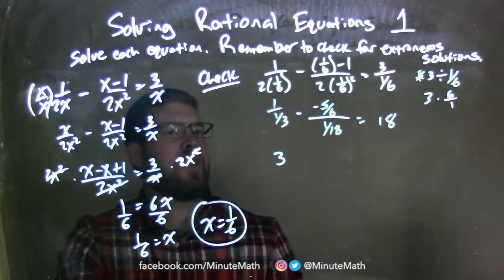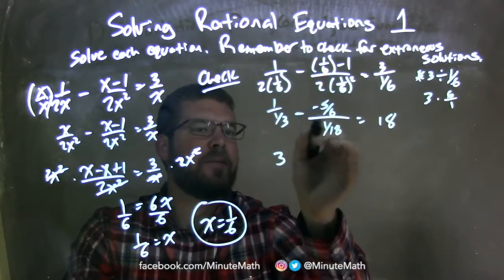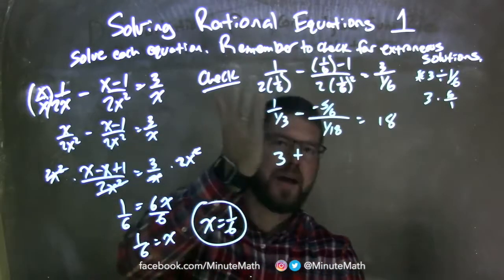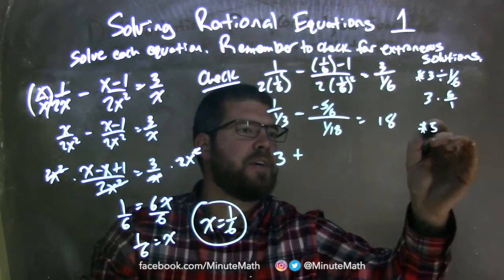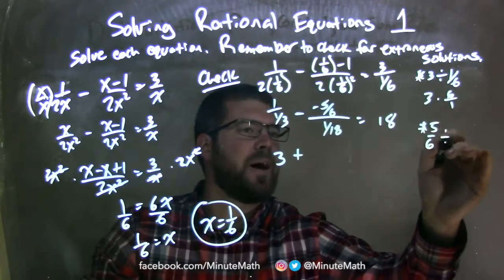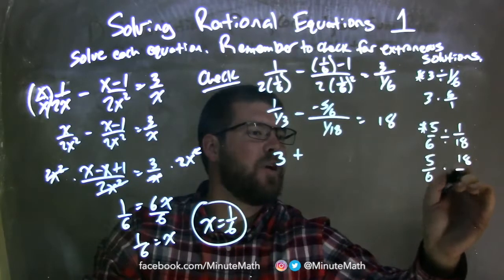So 1 divided by 1/3 is just a 3. And then our subtraction signs kind of eliminate to make a positive sign. We have minus and negative, positive. So now what I'm going to do here with that little 5/6, right? 5/6 divided by 1 over 18 is the same thing as 5/6 times 18 over 1.